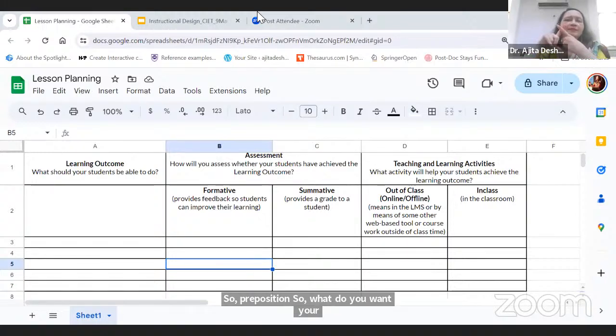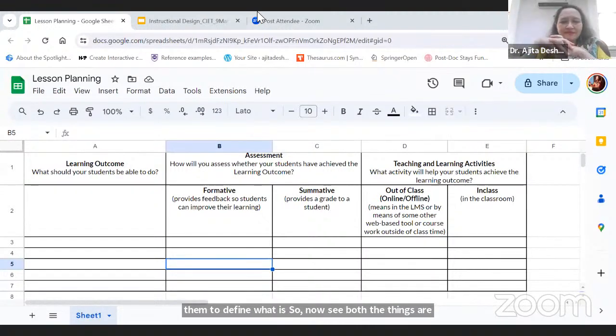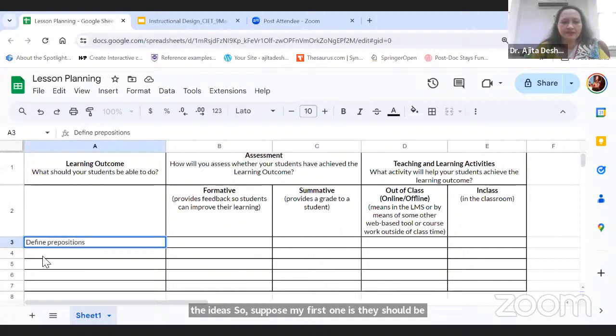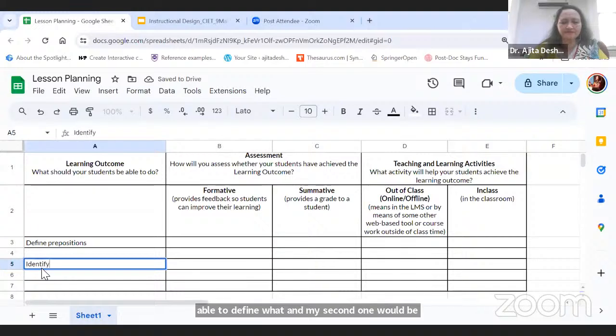Do you want them to be able to identify the preposition, or do you want them to define what a preposition is? Both things are very different because the instructional design will go very differently for this. I'll show it in the spreadsheet itself. I'll give you both the ideas. Suppose my first one is they should be able to define what prepositions are, and my second one is they should be able to identify.